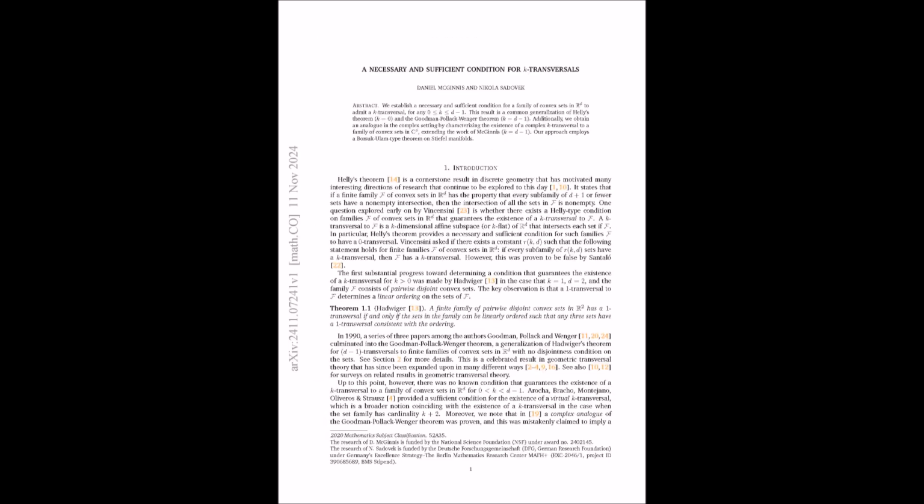Page 1. The abstract. They lay out their main achievement, a necessary and sufficient condition for a k-transversal. So basically they have a condition, and if it holds, you guarantee a k-transversal. If not, you're sure there isn't one.